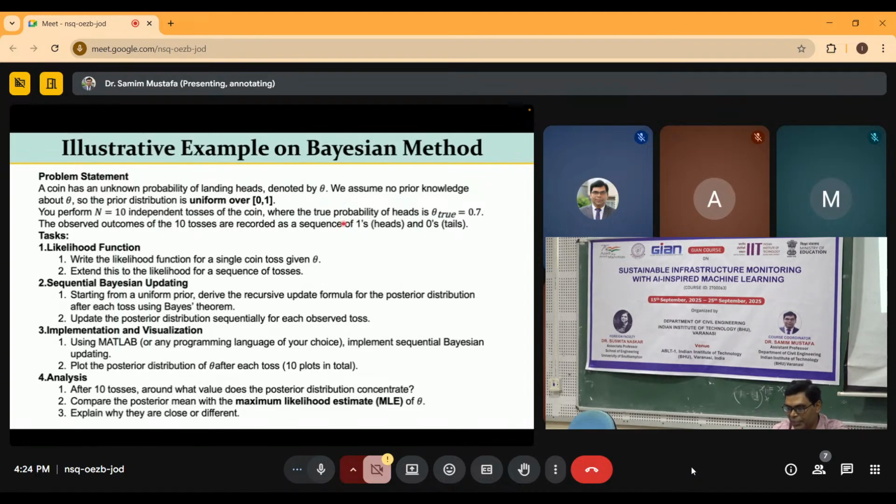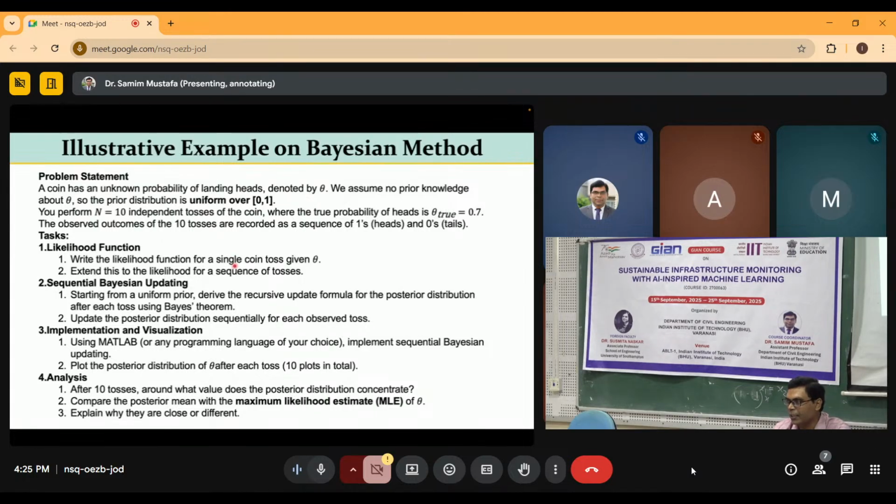But in the initial assumption, we are not using that. We are just assuming that we don't know that bias. Now, what is your task? Write the likelihood function for a single coin toss given theta and extend this to the likelihood for a sequence of tosses. So what I am suggesting, suppose initially you do the first toss.